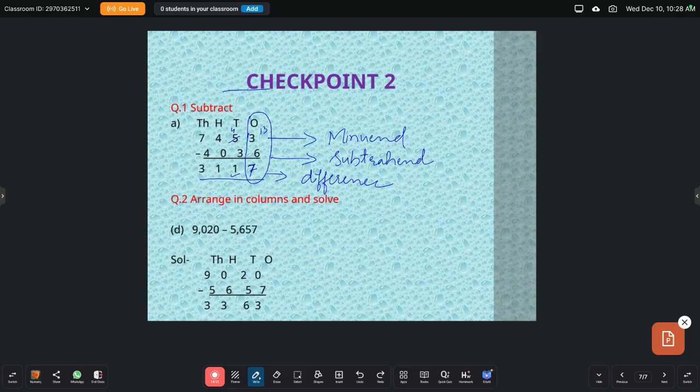Now move to the next column, the hundreds column. Here, just check this column. As minuend we have 4 and as subtrahend we have 0. Just remember the property of subtraction: when you subtract 0 from any number, what is the answer? The number itself.